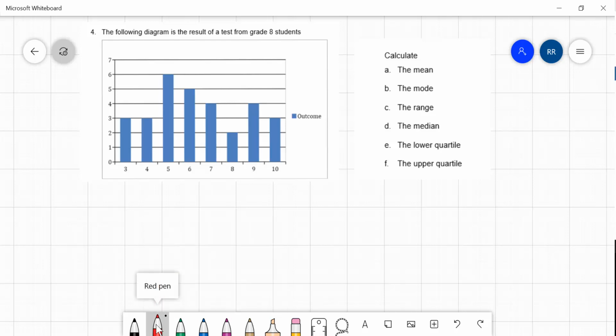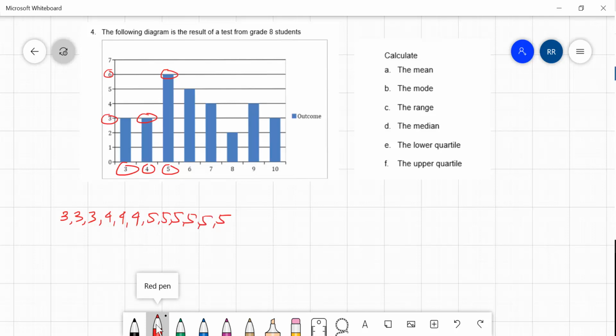So what does this bar mean? It means that the outcome of 3 comes up 3 times. So I'm going to write down 3, 3, 3. The next one, 4, and here we have 3, so 4 also comes up 3 times. So 4, 4, 4. The next one, 5, and then we have this one, which is 6. So 5 comes up 6 times: 5, 5, 5, 5, 5, 5.